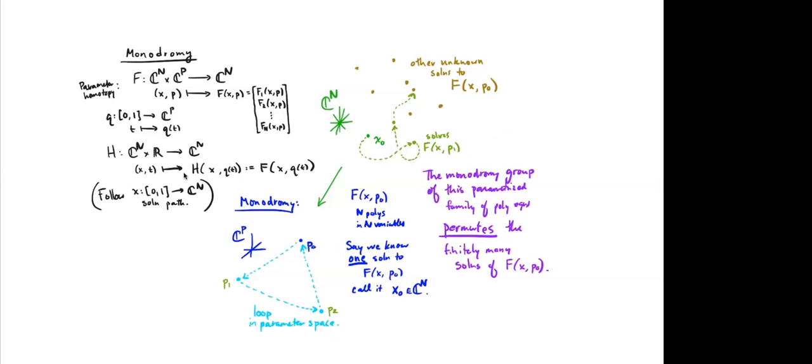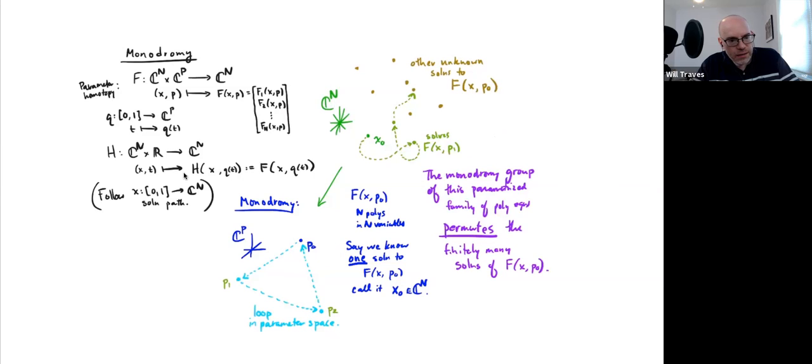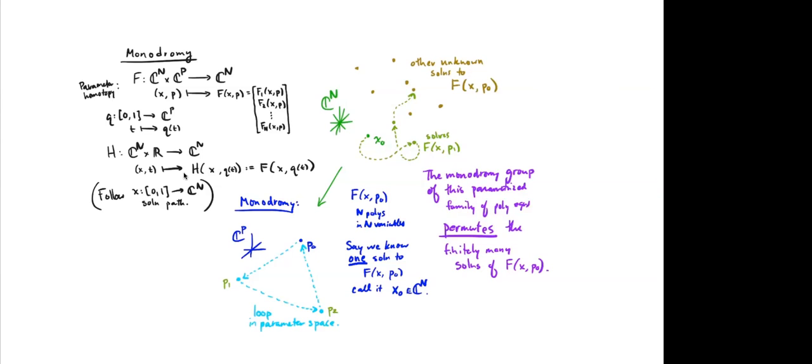Okay, does that make sense? I'll pause for a moment for questions. Does every element of the monodromy group arise from one of these paths? So yes, you can get every solution, and from any one solution you can go to all the others.